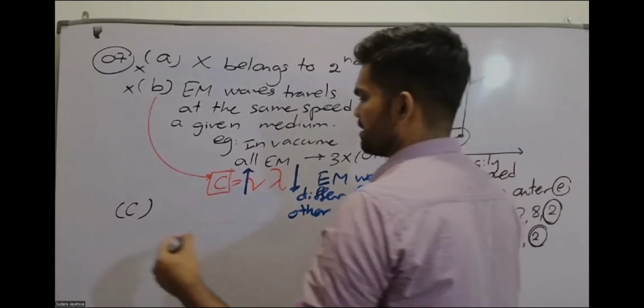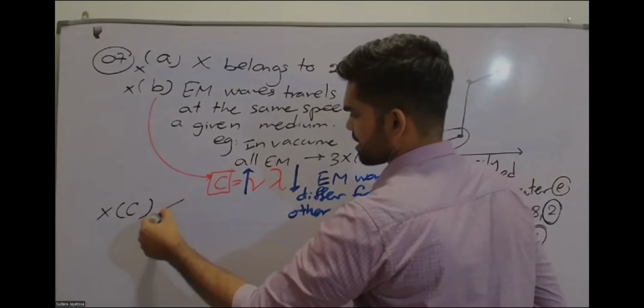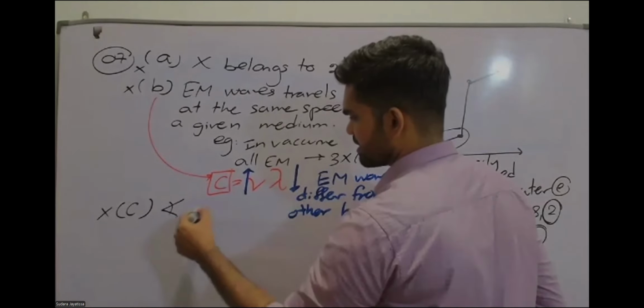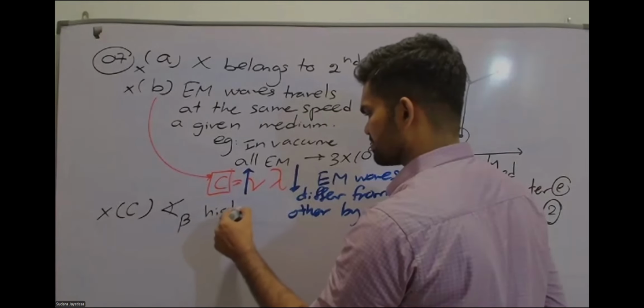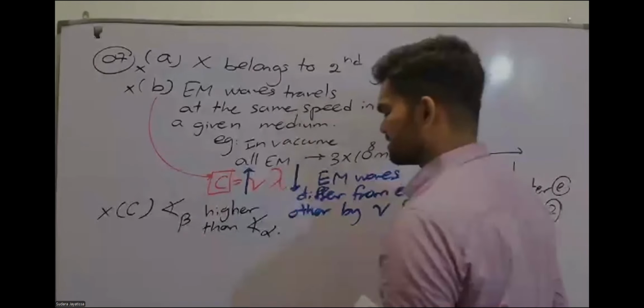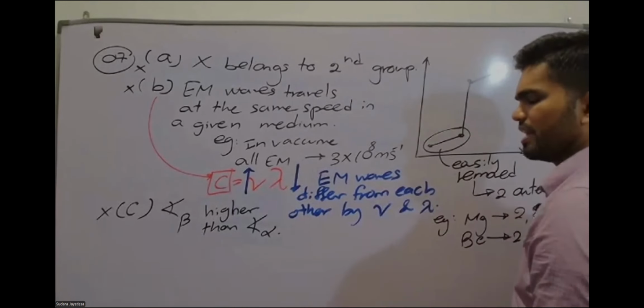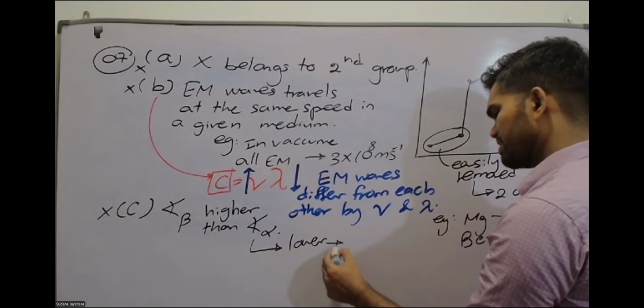Tell me why alpha particles have low angles. The angle of beta particles is higher than the angle of alpha particles. So why does alpha have a lower angle? What's the reason?